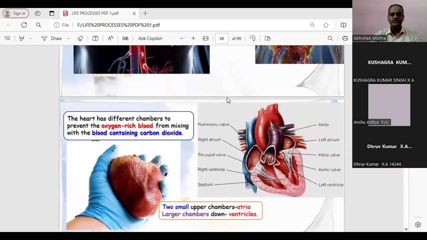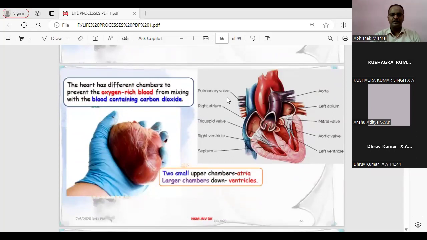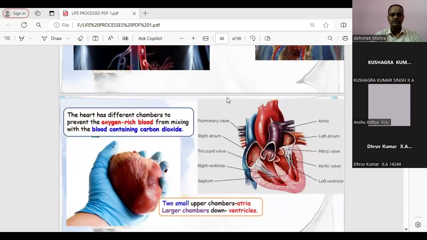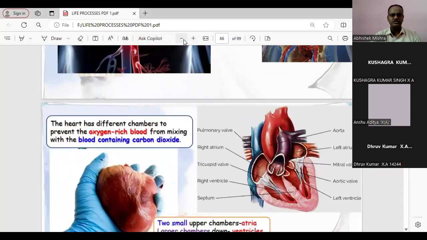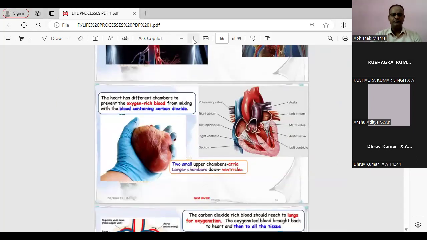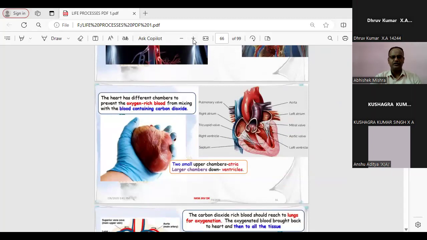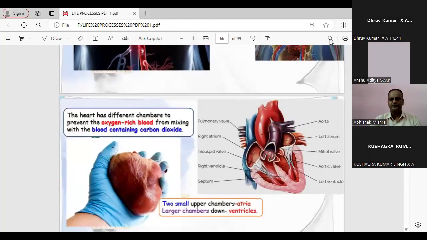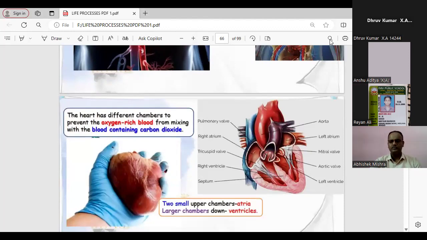Now, students, if we are to discuss the structure of the heart, this part is very important. First of all, tell me, anyone, how many chambers are there in the human heart? Just a moment, let me enlarge it.